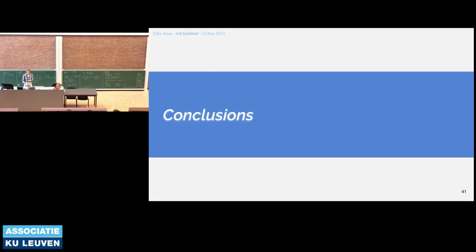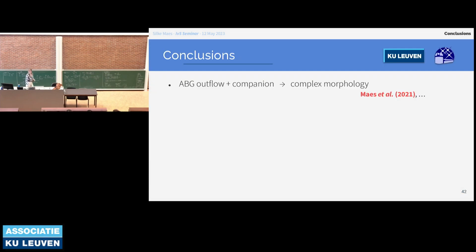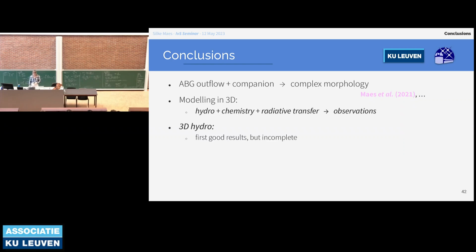So this brings me to the conclusions of my seminar. What we've learned so far is we assume AGB stars have companions and that they are influencing the outflow, and that the result is some complex morphologies, and we want to know what's happening in those. To do that, we need 3D modeling because 1D is not sufficient anymore. And the 3D modeling depends on the different building blocks, namely hydrodynamics, chemistry, and radiative transfer. And we need these three big building blocks in order to really compare to the observations.